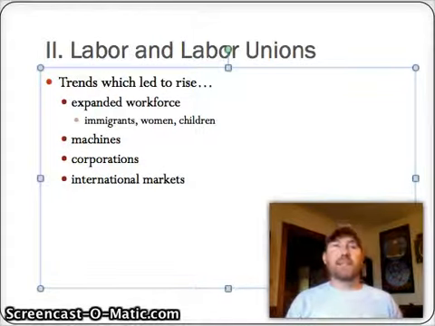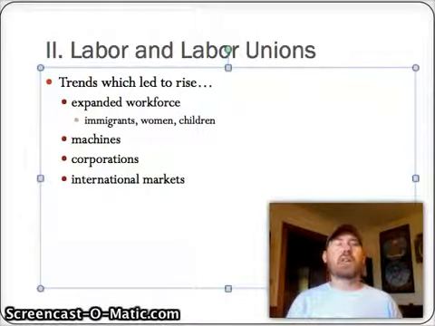Also, you see the rise in corporations at this time, or conglomerates. More and more factories owned by fewer and fewer people. And as that happens, factory owners try to get as much money as they possibly can out of their labor. And as I said, some of these abuses come from that. And then international markets. We're beginning to sell products on a worldwide basis. And because of that, you want to keep what are called your margins, or you want to keep your production cost as low as possible.